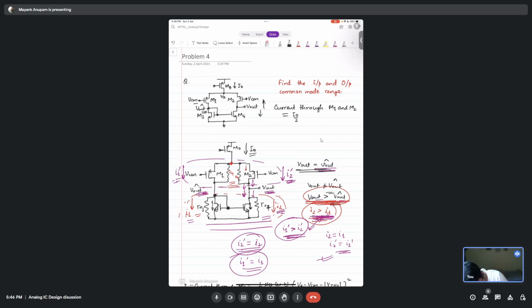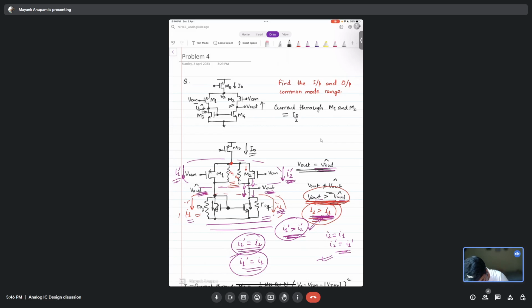So let's do this. What will happen if V out goes up? Which transistor will start facing problems? M2. M2 will be affected, right? Because it goes to linearity.